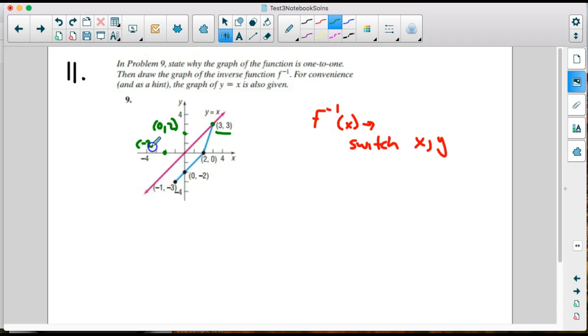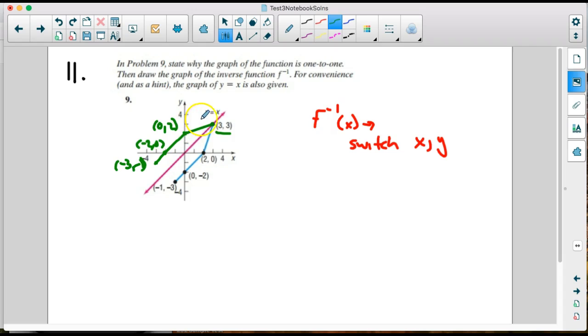Negative 2, 0. And this point becomes negative 3, negative 1. So negative 3, negative 1 would be that point. And would we connect it in the same way? It would look like a mirror across this line, y equals x, and that's why they also drew that line there, so that you could see that it's a mirror. So it would reflect right across that line.